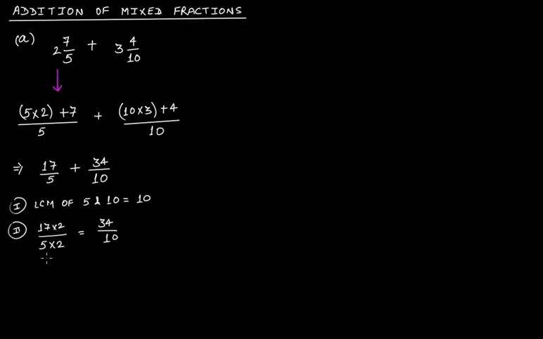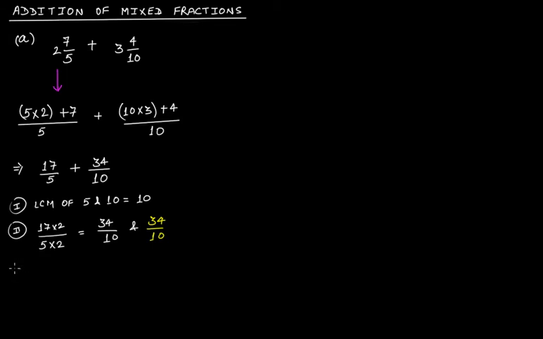And what will be the equivalent fraction of 34 by 10? Simple. Since 10 is the LCM and 10 is the denominator here, there is no need to multiply with any other number. So 34 by 10 in this case and 34 by 10 in this case. Okay, so the equivalent fraction of this one is this, and no need to find the equivalent fraction for this one because the denominator here is 10 and the LCM is also 10, so there will be no change. So this will remain as 34 by 10.